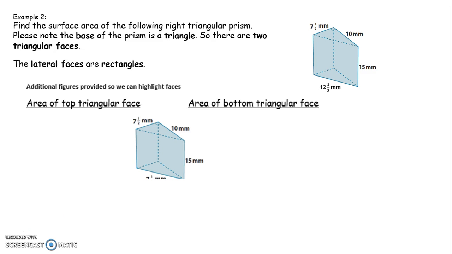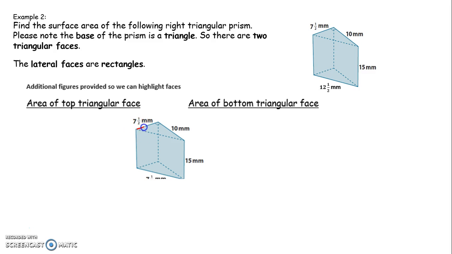So it says, find the surface area of the following right triangular prism. Please note the base of the prism is a triangle, so there'll be two triangular faces, and those will actually match. And it says additional figures have been provided to highlight the faces. Okay, let's find the area of the top triangular face and the bottom triangular face.